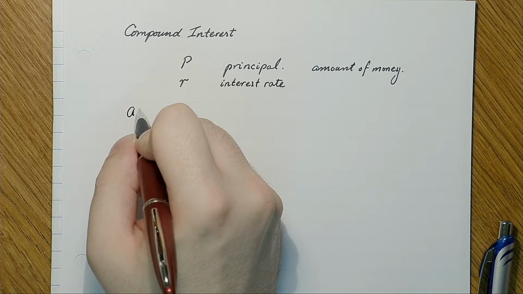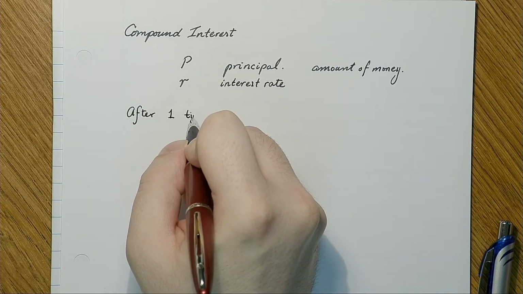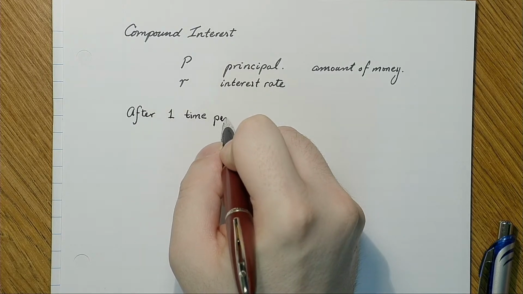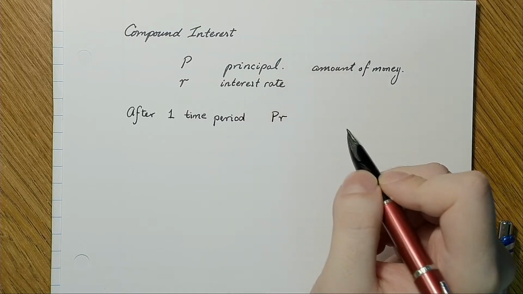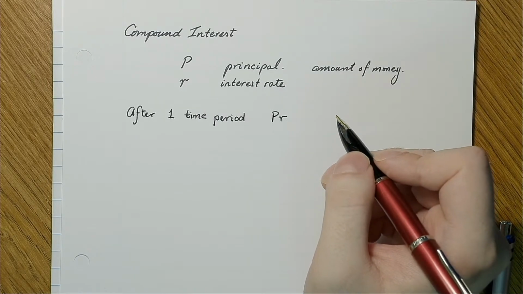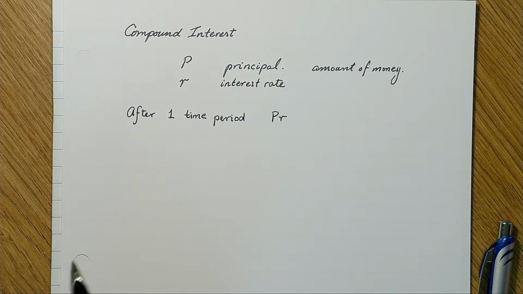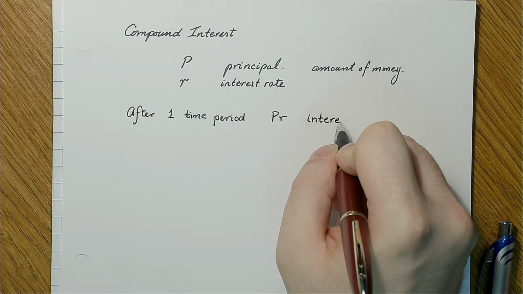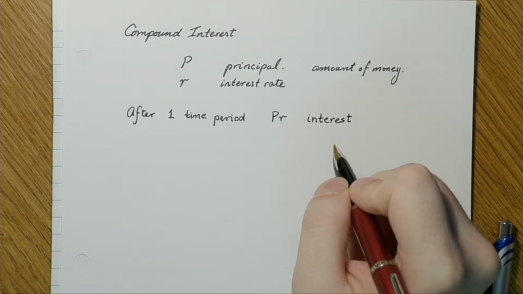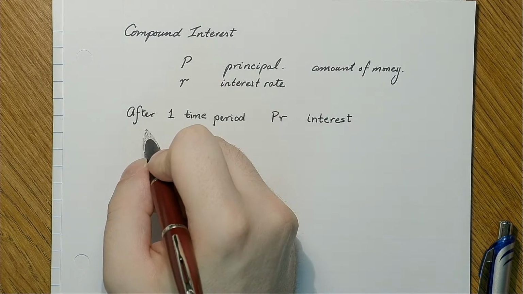And after one time period, what we have is P times R. So that is the interest. That's the amount that you've earned. And then the total amount of money that you've got.